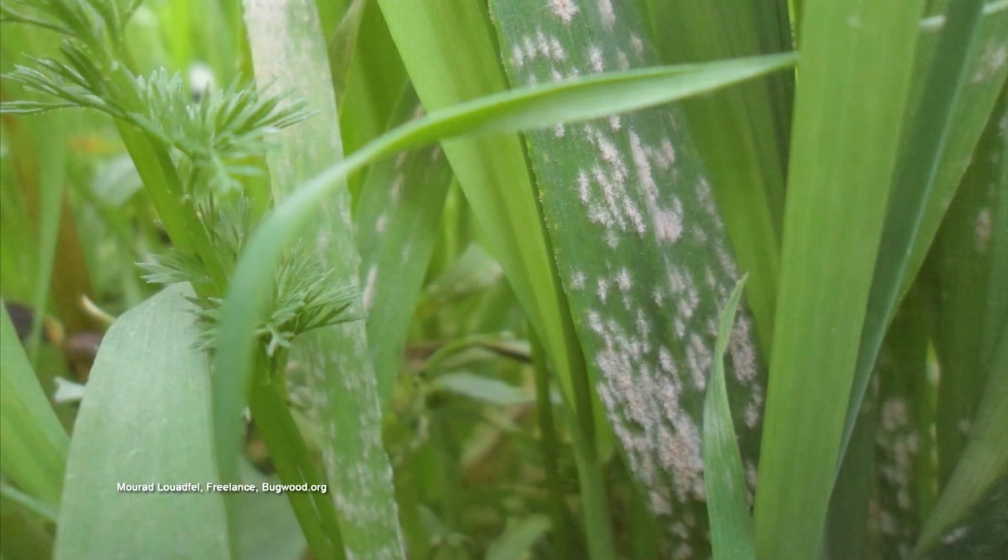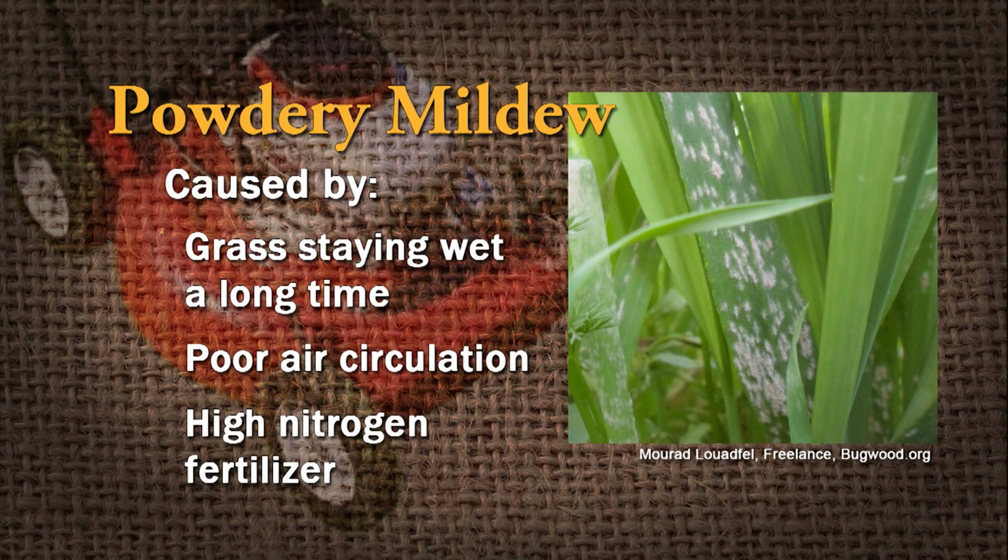Right. And next is powdery mildew. You see a lot of powdery mildew where the grass stays wet a long time, with poor air circulation. You see that grass begin to turn white. That's called powdery mildew. You'll see it a lot on your cool season grass. And again, avoid high nitrogen fertilizer. Grass under trees can cause that too. Water early in the morning, and let that grass dry off before nighttime.